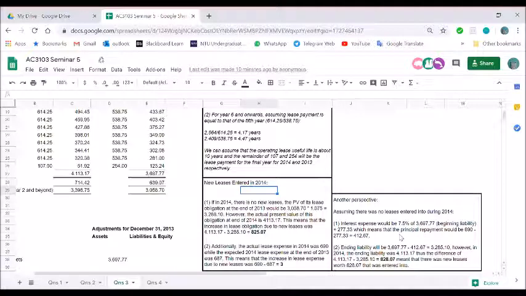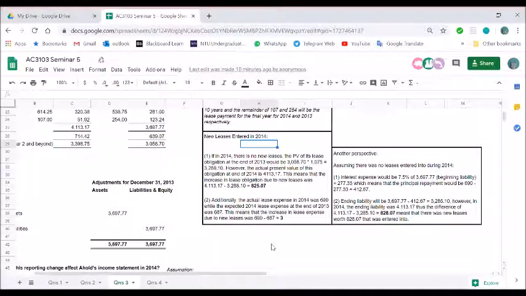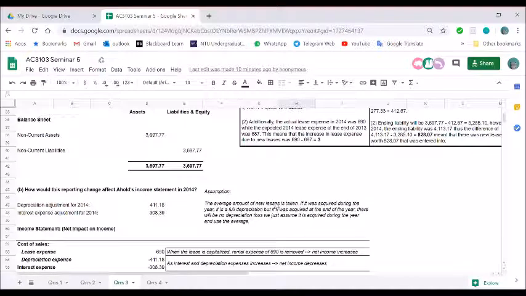And therefore, the supposed ending liability would be this value once again, 3697.77, minus the principal repayment. However, the actual ending liabilities in 2014 would be 4113.17, which therefore gives us a difference of 828.07. And therefore, there were new leases of 828.07 that were entered into. And now we'll be moving on into part B.